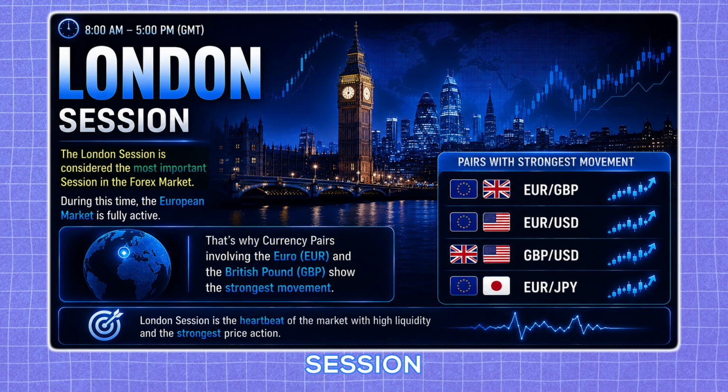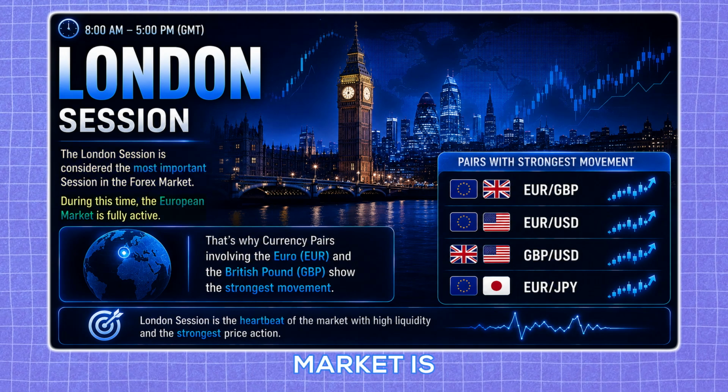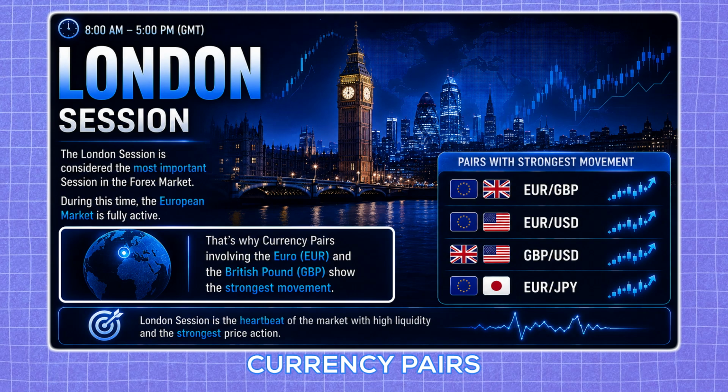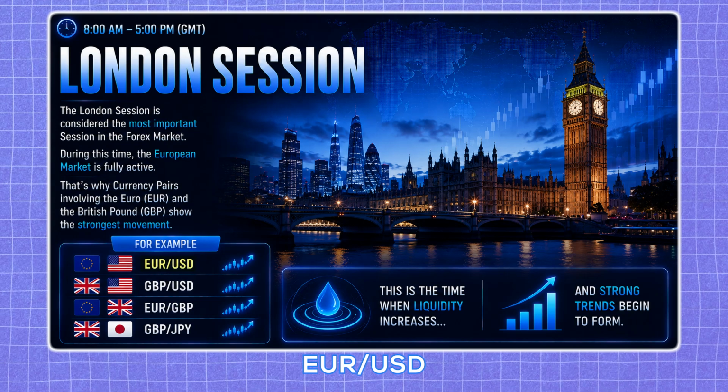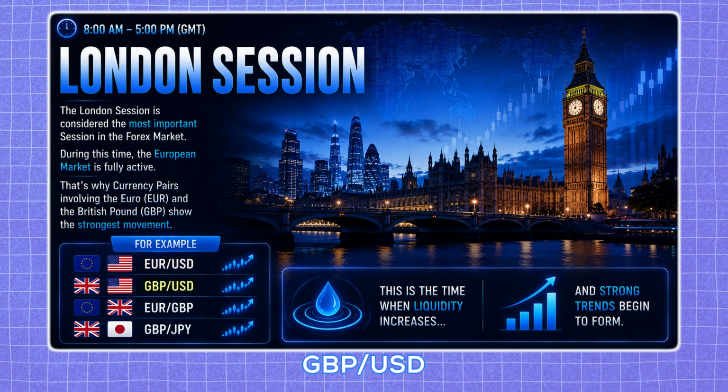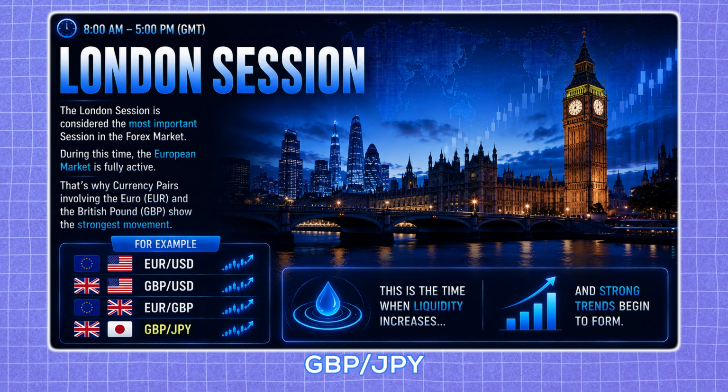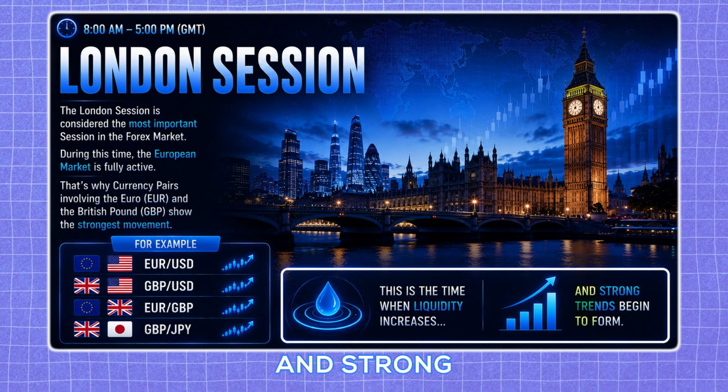London session. The London session is considered the most important session in the Forex market. During this time, the European market is fully active. That's why currency pairs involving the Euro, EUR, and the British Pound, GBP, show the strongest movement. For example, EUR/USD, GBP/USD, EUR/GBP, GBP/JPY. This is the time when liquidity increases and strong trends begin to form.